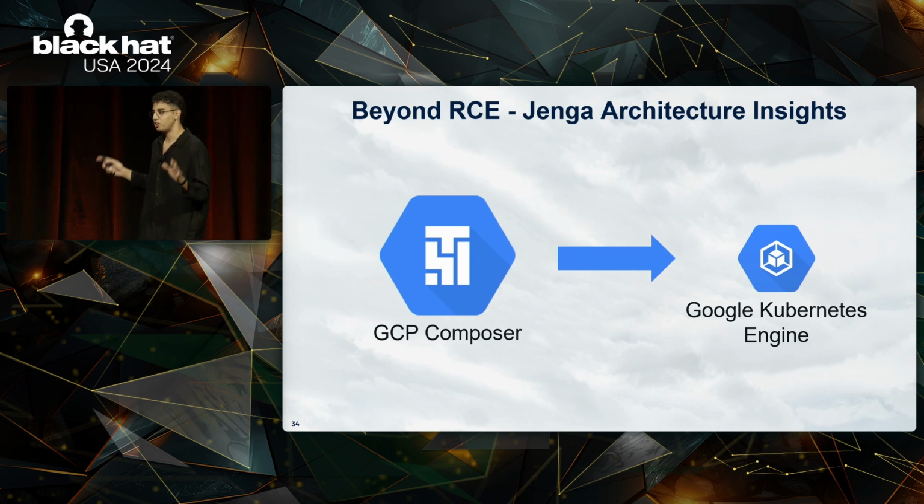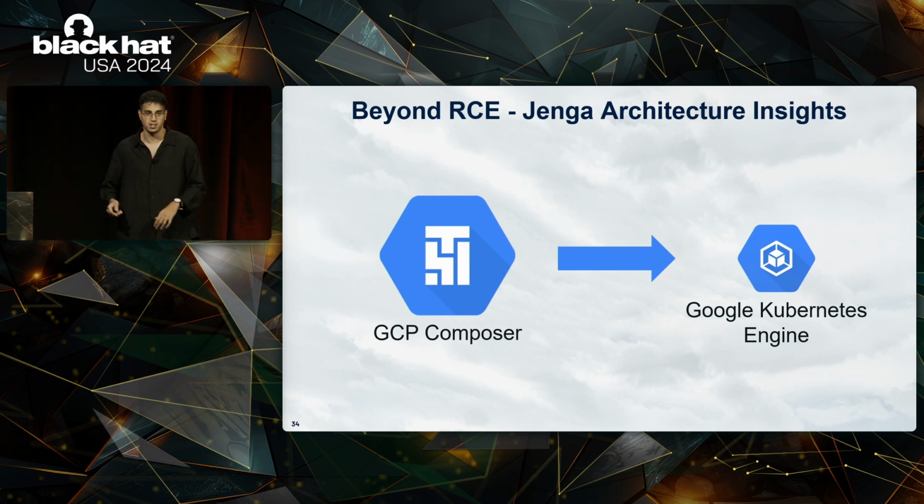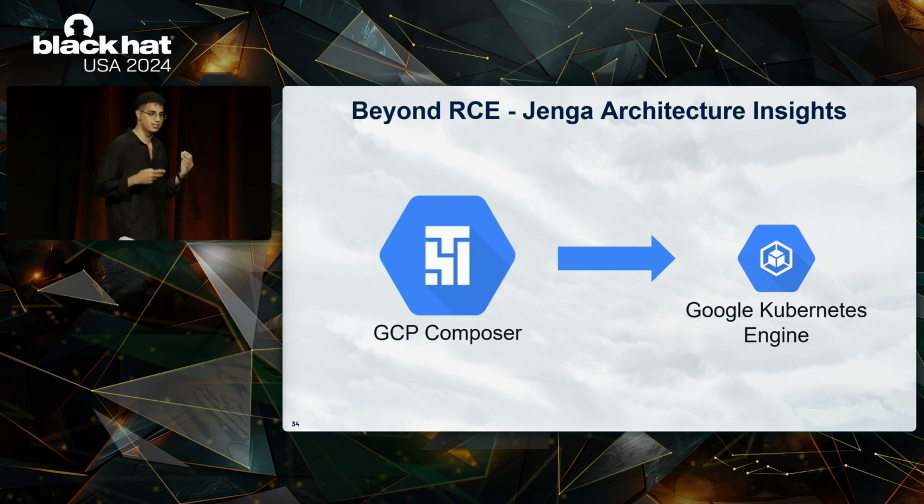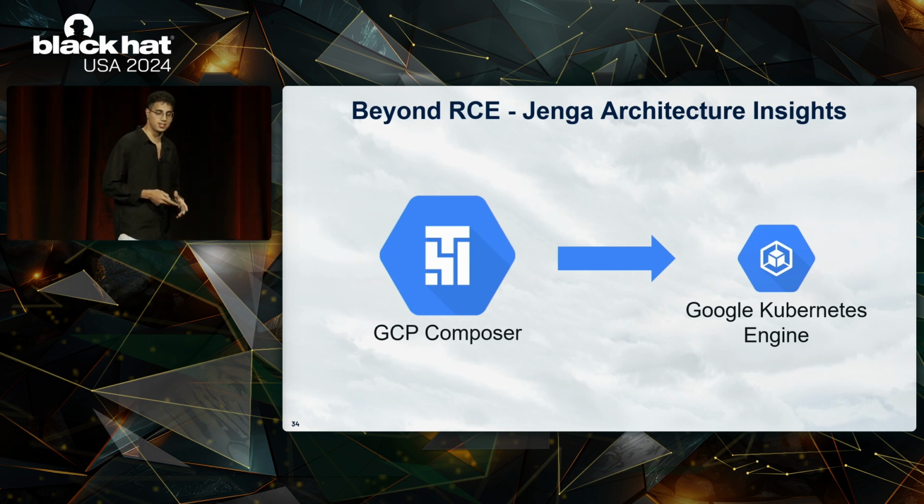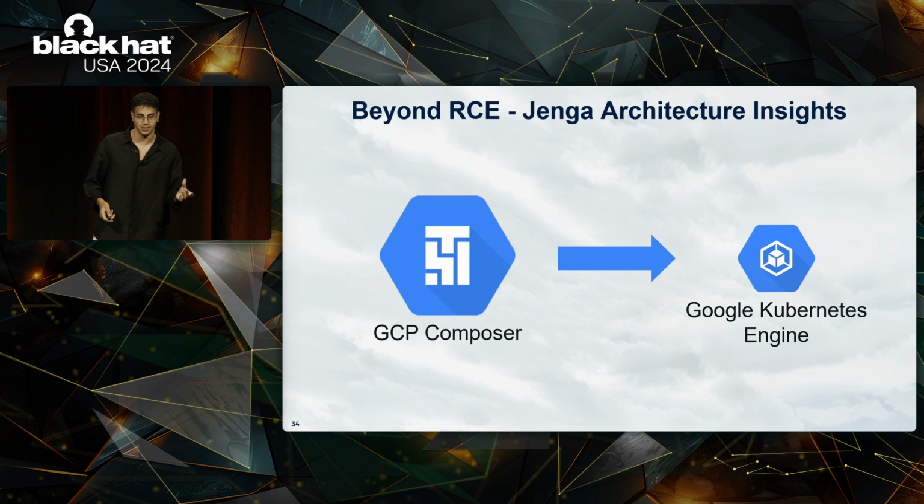OK, so we've talked about the CloudImposer vulnerability. We now know the risks of dependency confusion and much more. But let's go beyond remote code execution. We had a remote code execution. We had a POC. But what can we actually do with it?